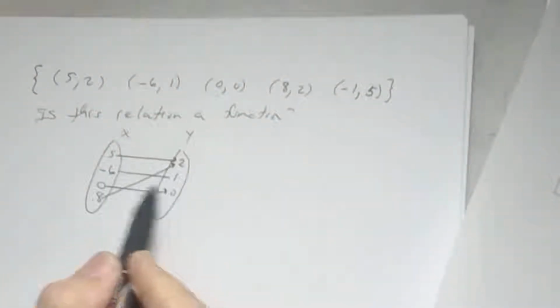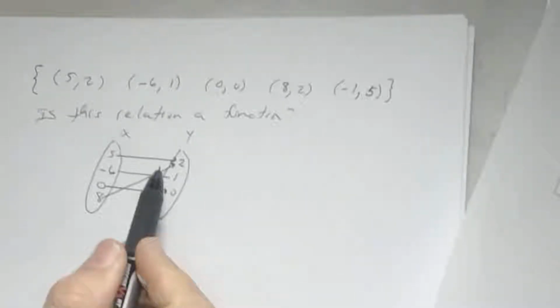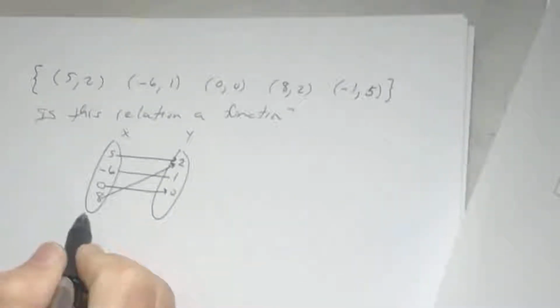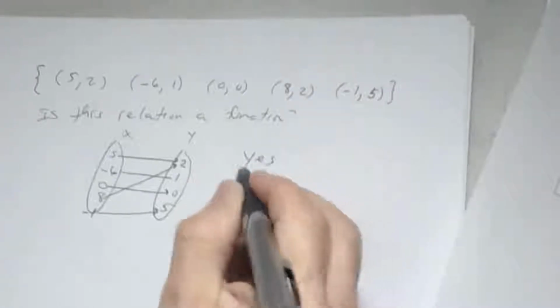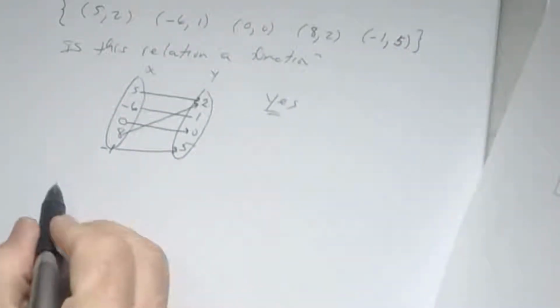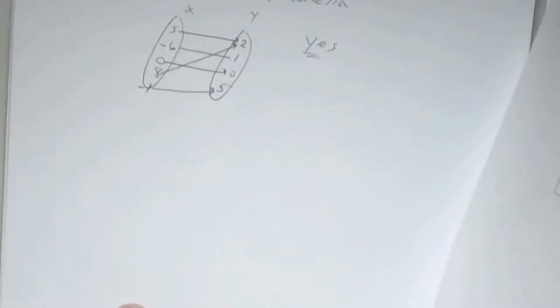For each of these x coordinates, there's only one arrow pointing from it. When x is -1, there's only one y value. It is what? 5. So is this a function? Yes, this is a function. Now leave some space here because we'll come back and talk about something else in a little while. Leave a little bit of space.